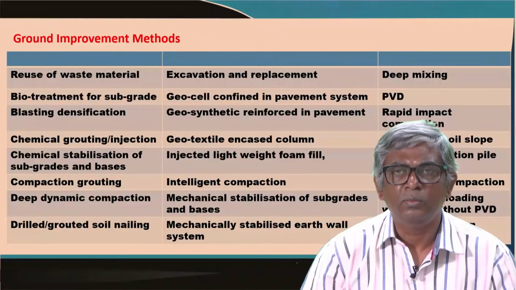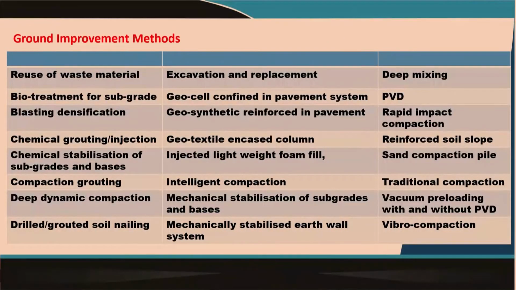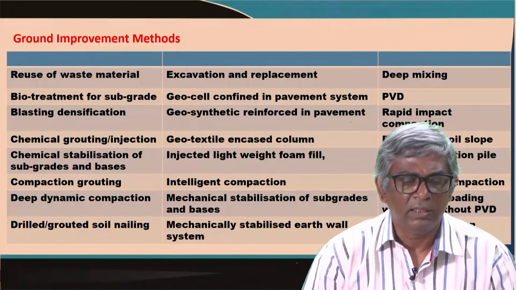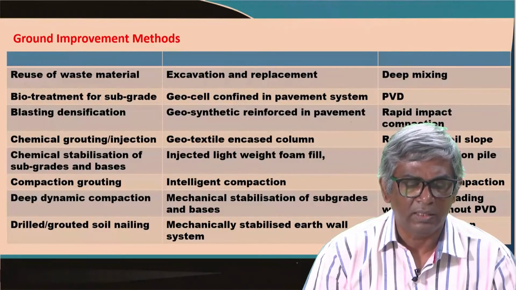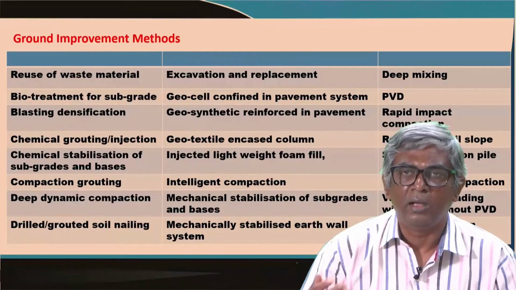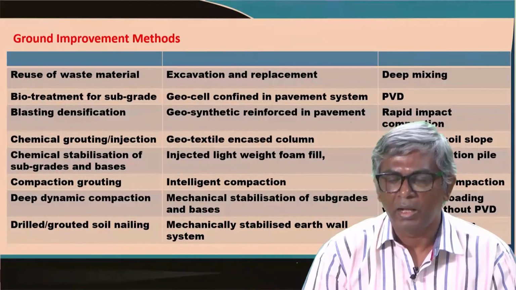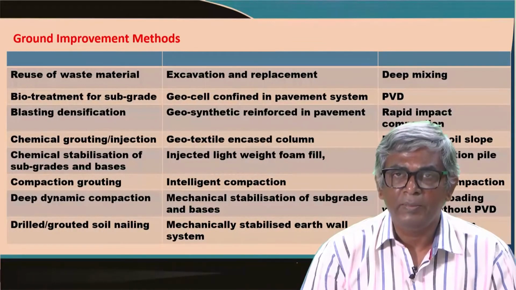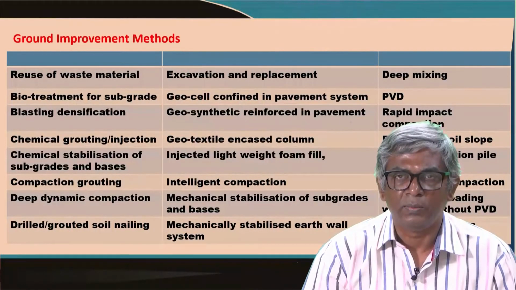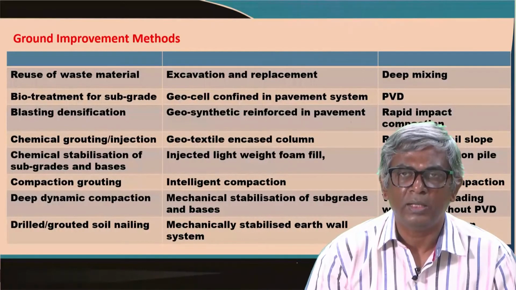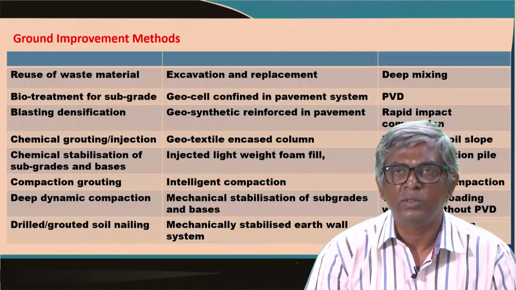Next, if you look at the literature, you will see a large number of ground improvement methods are available. You can see reuse of waste material, biotreatment for subgrade, blasting, densification, chemical grouting injection, chemical stabilization of subgrade and base. Like that, there are hundreds of ground improvement techniques. I will not read all of them, but the problem is that for a particular problematic soil, all methods will not be suitable. A particular method will be suitable for a particular soil. That is what you have to understand.